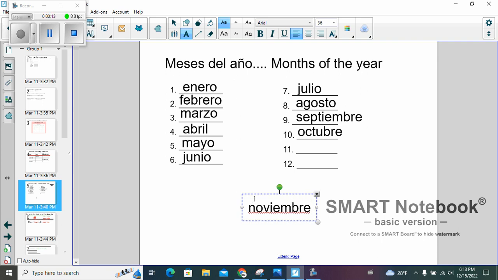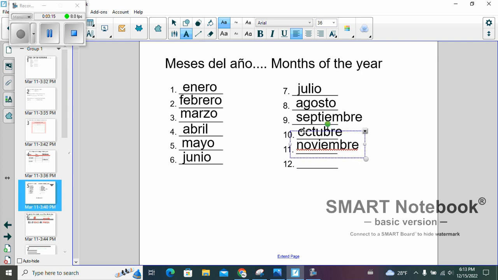And then we have November, noviembre, noviembre. And finally, diciembre. Diciembre. Be careful to spell it with the D-I. I know a lot of times students will miss this as an I here and write E instead. In Spanish, it's an I.